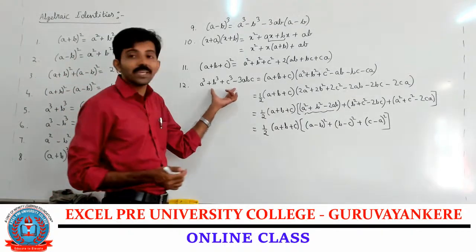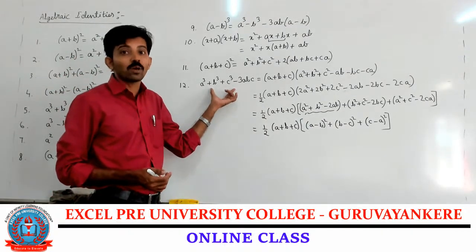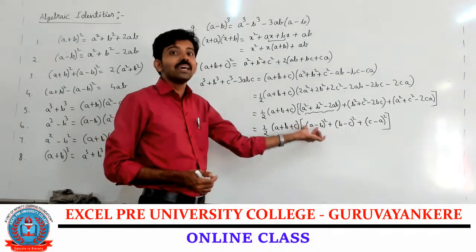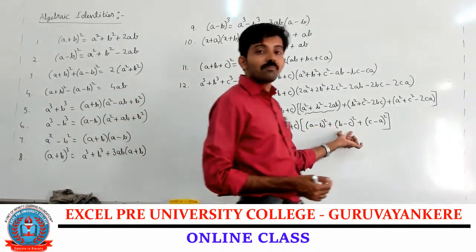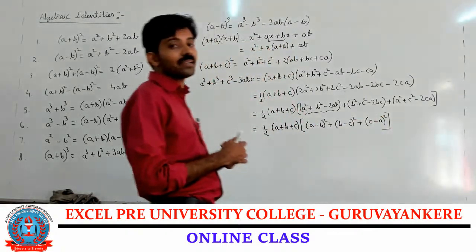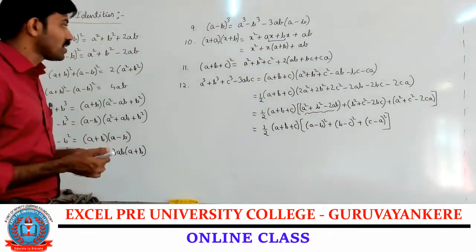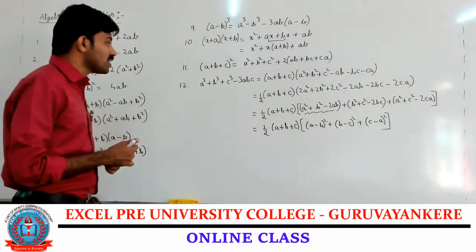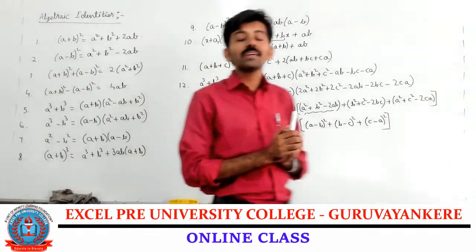So a cube plus b cube plus c cube minus 3abc can also be written as half into a plus b plus c multiplied by a minus b whole square plus b minus c whole square plus c minus a whole square. Learn this simplification, important, required in a chapter called Determinants.